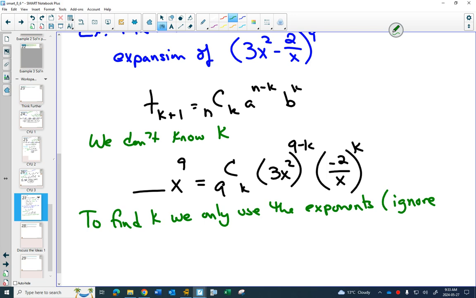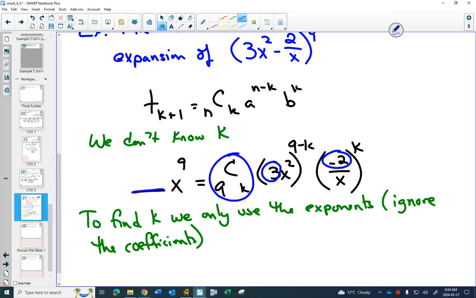To find k, since the only thing they gave us as a hint was that it has to have an exponent of 9, we're only going to use the exponents. We're going to temporarily ignore the coefficients. So what does that mean? Well, 9 choose k, I'm going to underline it in blue. Do you see that this part is going to be a number? It's going to affect the number in front. I have no idea what the number in front is, so I'm going to ignore that. I'm going to ignore this 3. I'm going to ignore this negative 2. I'm just going to think about the exponents.